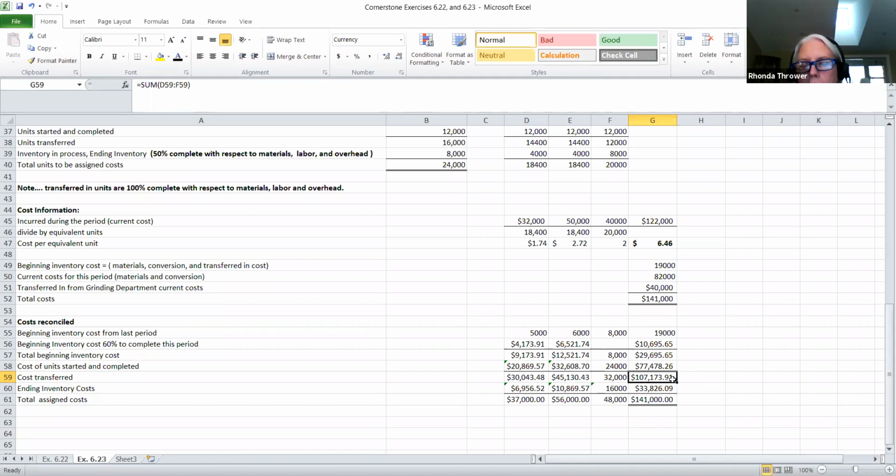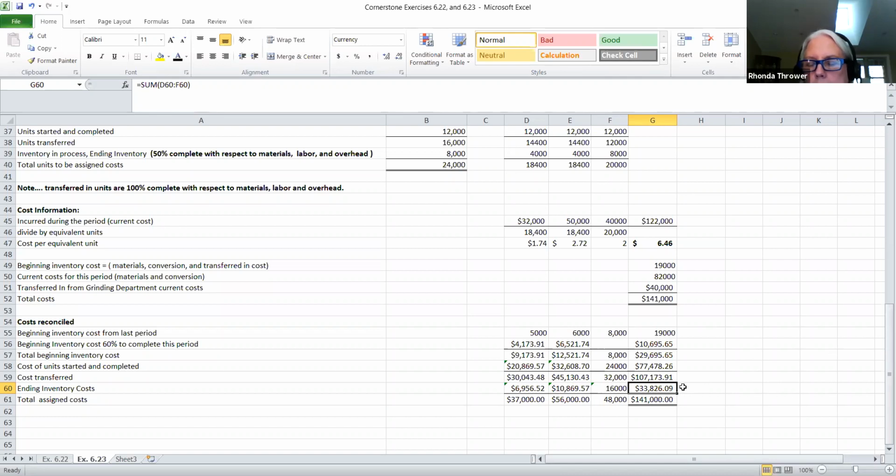Then we break down our ending inventory. To find our materials cost of ending inventory, we take the ending inventory equivalent units, which was 4,000, times $1.74, and that will give you the materials cost of ending inventory. To find the conversion, we take the 4,000, multiply it by $2.72, and that will give you $10,869.57. To find our transferred in cost, we take the 8,000 and multiply it by 2, and that's how you get 16,000. Combine all three of these together, and that will give you the ending inventory cost.